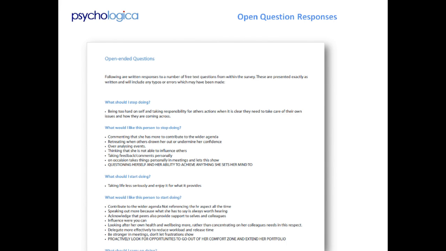The 360 surveys generally contain some open-ended qualitative questions which are shown at the end of the report. Generic questions are, what would I like this person to stop, start or carry on doing? This provides context for scores and often allows the feedback to end on a positive note, as there is generally recognition of what is appreciated about the 360 target, the person you are feeding back to. Customizable options allow different questions to be asked. Responses are anonymized and appear exactly as written.